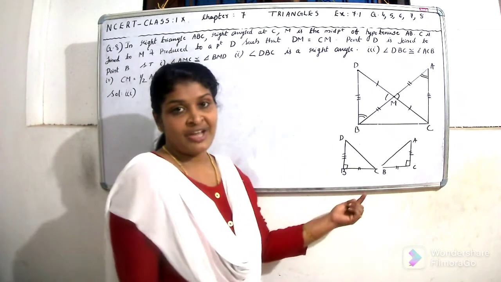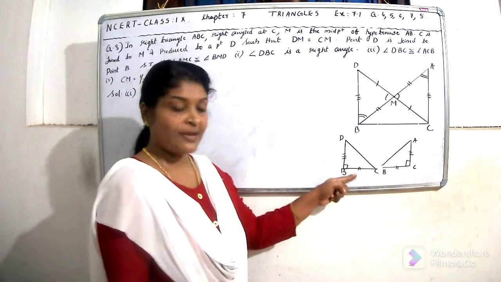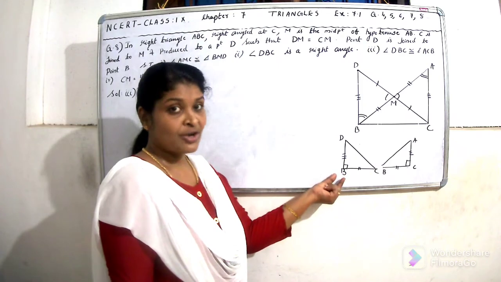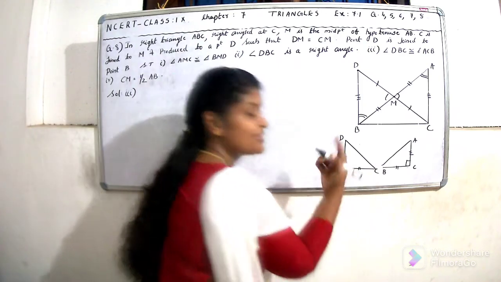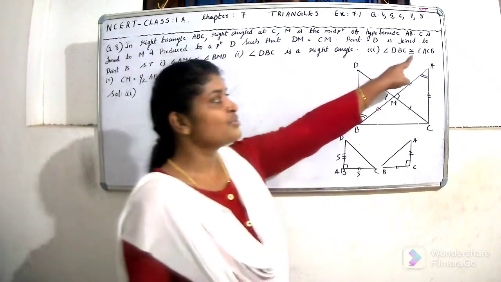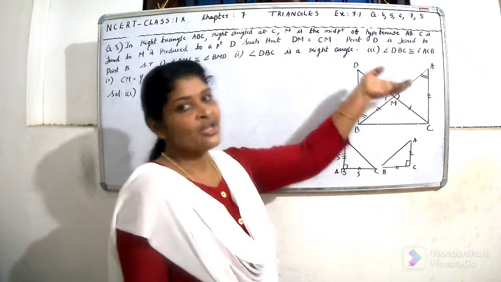So which criteria can we use here? Two sides and the corner, that means the common side and the common angle. So SAS, because of those criteria, these two triangles are what? Congruent. So we will write that.